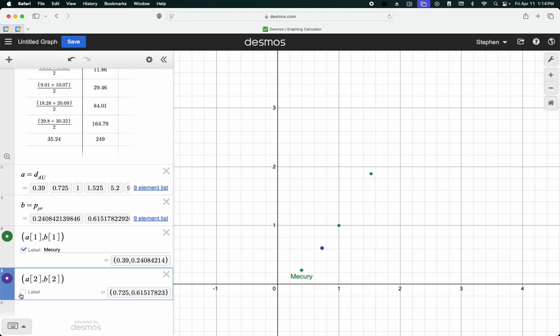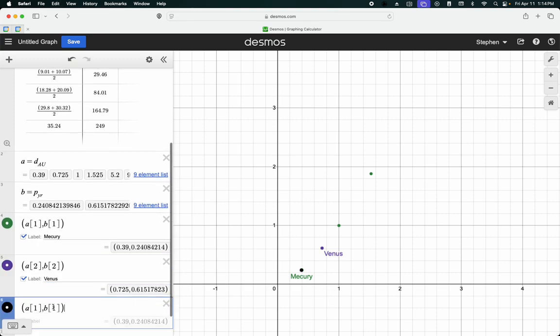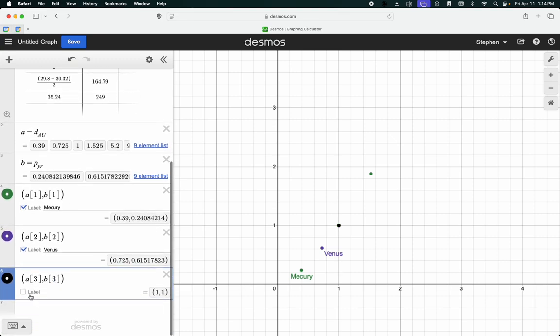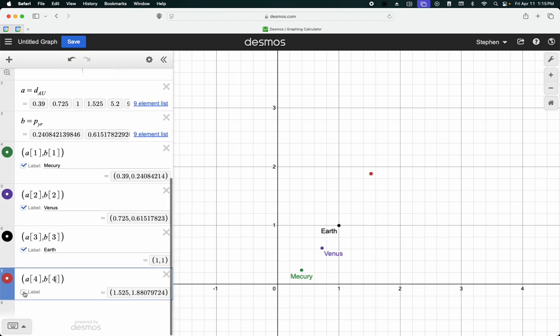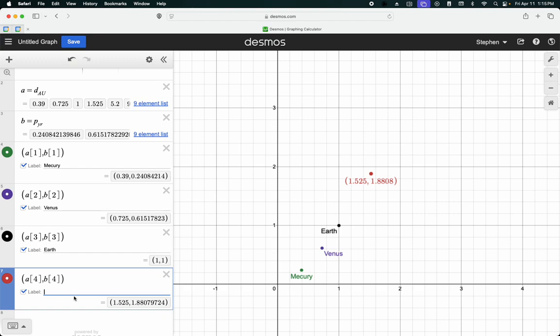What's the next planet after Mercury? Venus. My very... Paste again. A3 B3. Label it Earth. Paste again all the way down to 9. So we want A1 B1 up through A9 B9. Mother Mars.